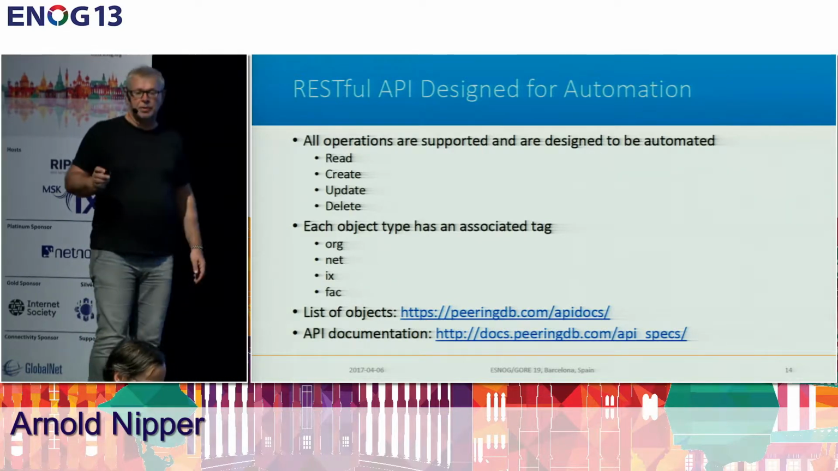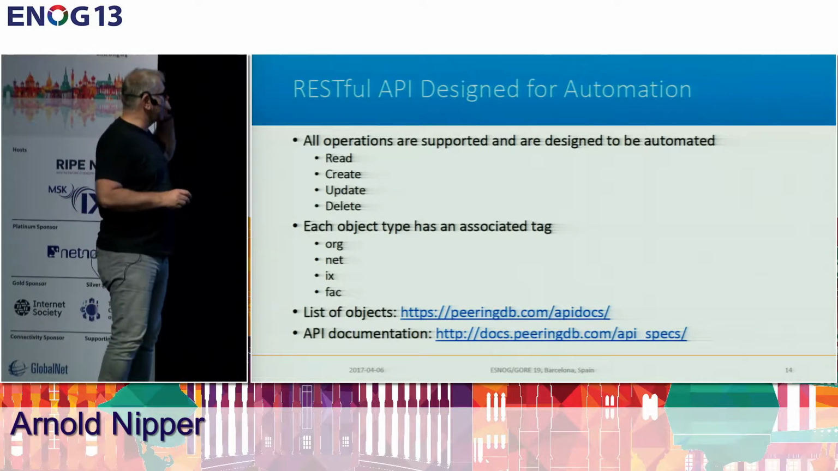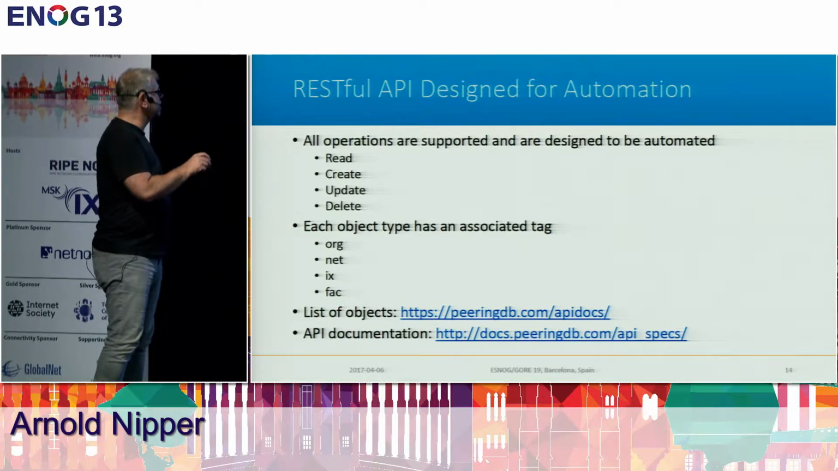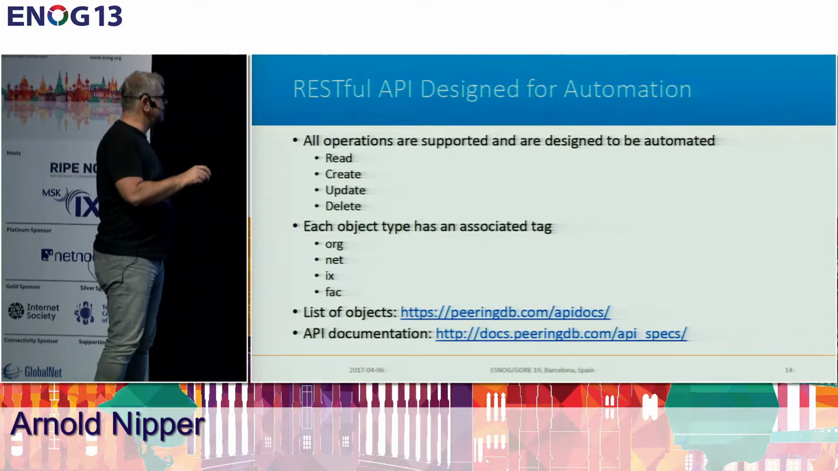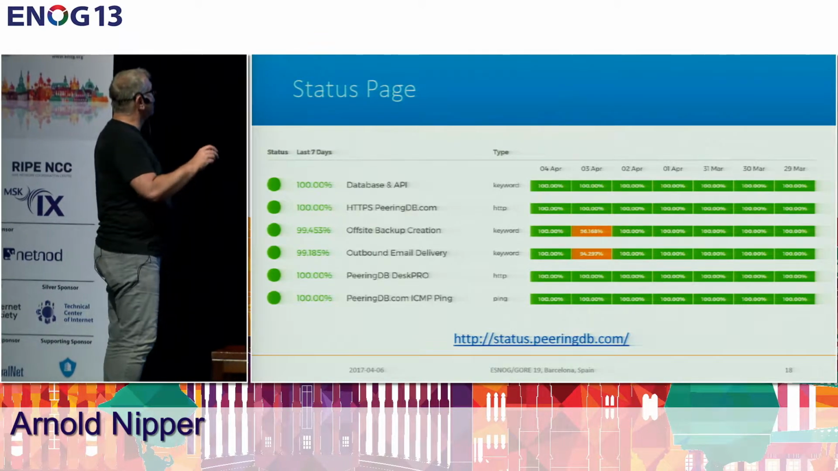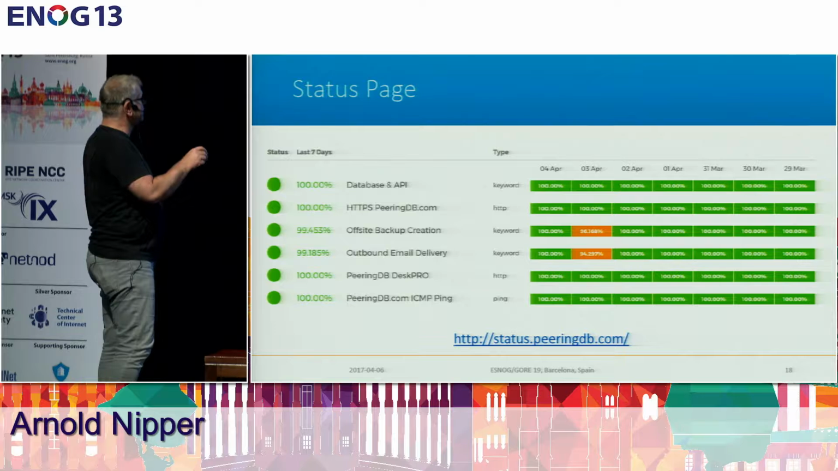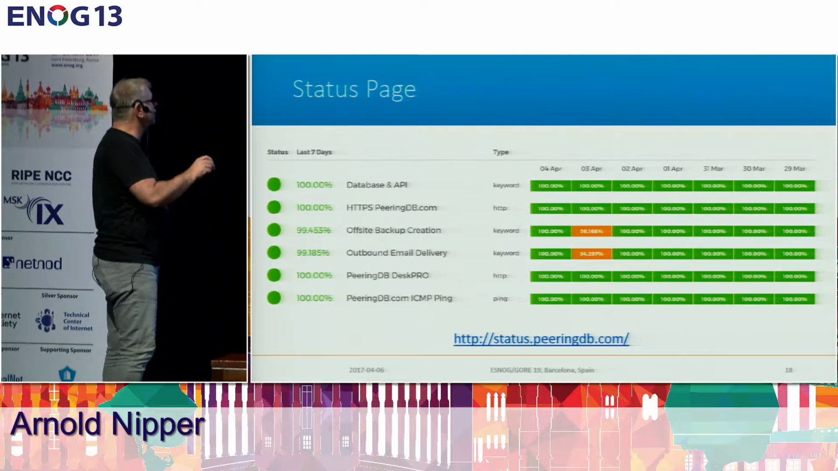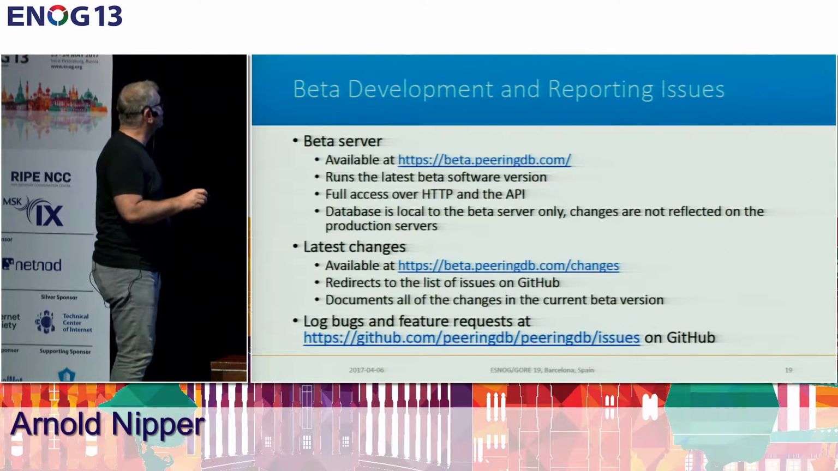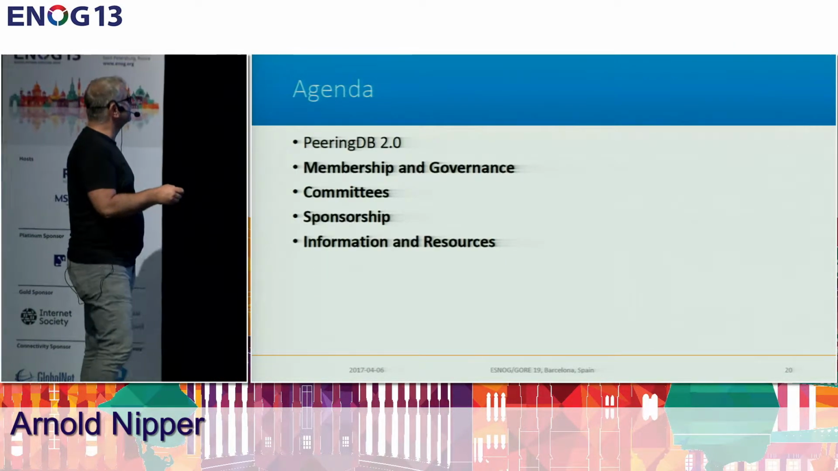I already talked about the API. You can do everything about it. The main concepts: organization, networks, IX, and facilities. If you want to learn more about it, do it over here. I skipped this. We have a status page. Look at it. We have several services which are monitored. A better server for better deployment.